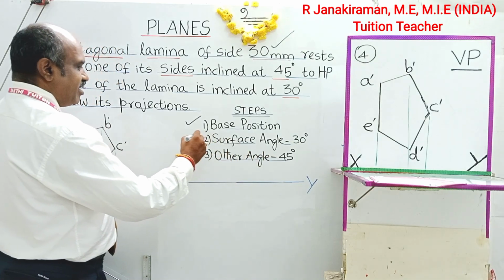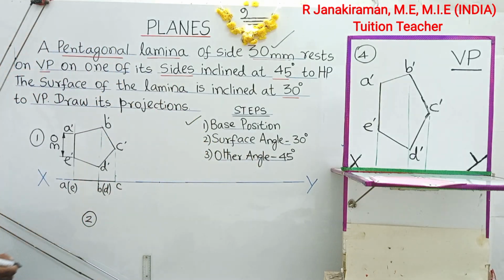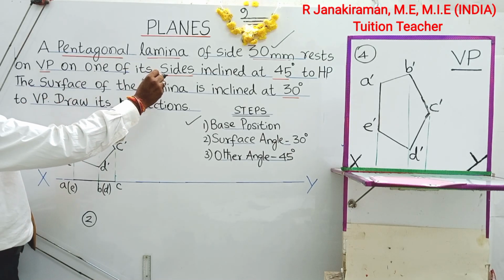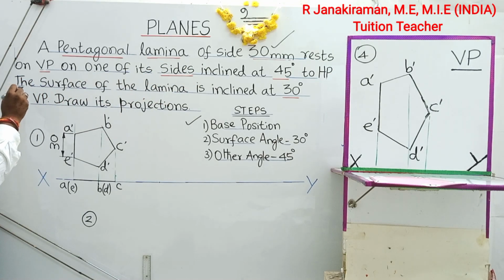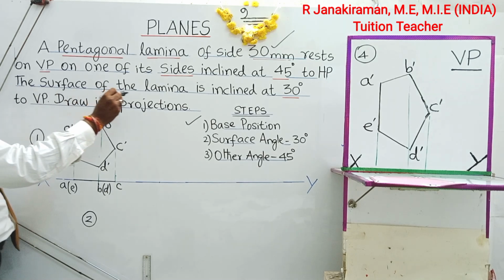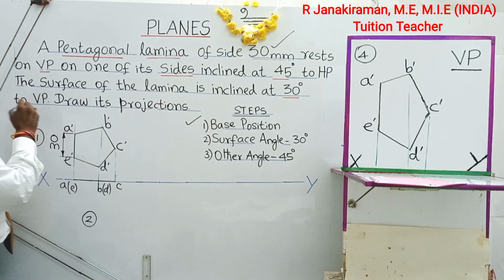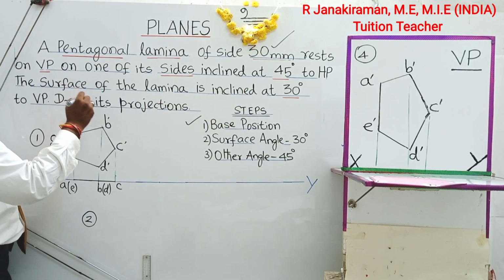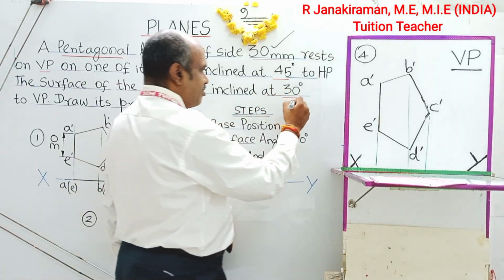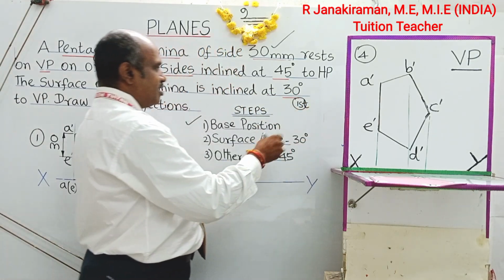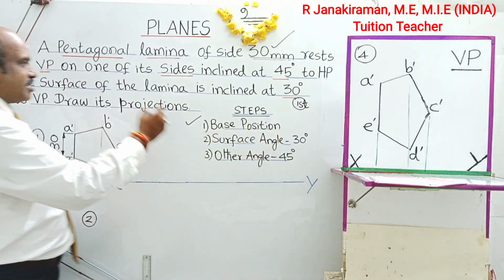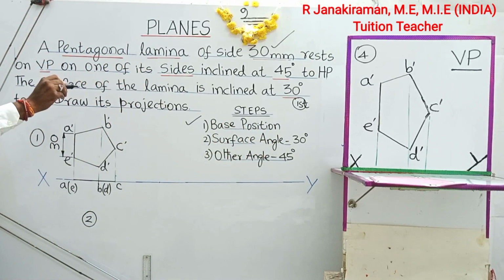Okay. In surface inclination, what is given in the question? Go through the question. Rest on VP on one of its sides, inclined at 45 degree to HP. Next sentence it is given: the surface of the lamina is inclined at 30 degree to VP. This is to be considered as the first angle. Among the two angles, first we are going to consider the surface angle. It's given as 30 degree. The surface of the lamina is inclined at 30 degree to VP.